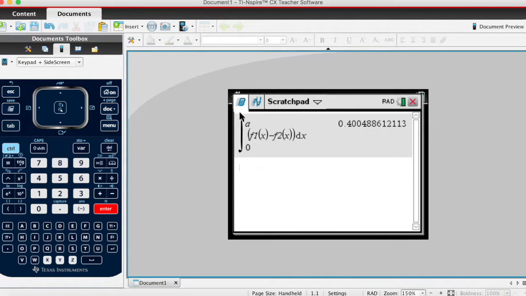Okay, and I just make sure that f1 was the one that was on top and f2 is the one that was on the bottom. Okay, so using those calculator functions of store and vars, it saves a lot of time.